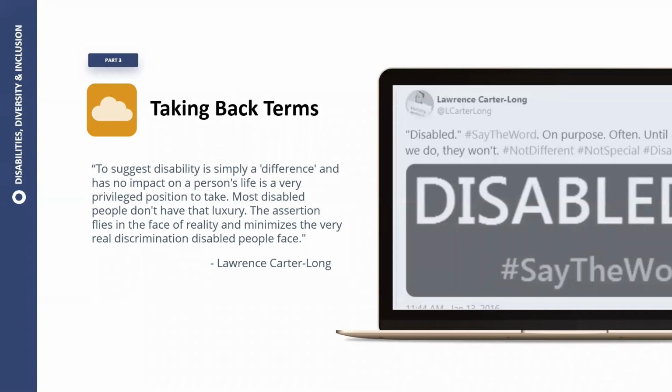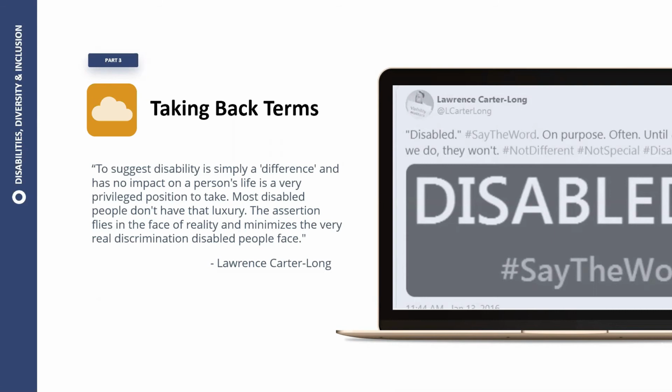In other cases, groups within the disability community have created campaigns to take back words that non-disabled people have turned into insults. The word crip, short for cripple, is one example of a word that the disability community has taken back with a social media campaign like Crip the Vote. Taking back terms can be a source of empowerment, as this tweet from disability activist Lawrence Carter Long illustrates.